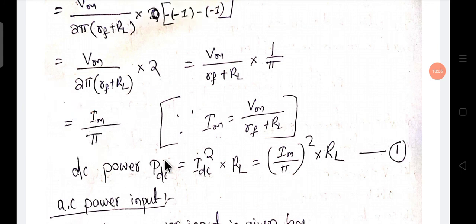Okay, now calculate power. Power formula is I square R. So PDC is I square R, here I is IDC, squared, into R, where R is RL, that means load resistance. Then IDC equal to Im by pi, so here (Im by pi) square into RL. This is one equation, we get our DC power.